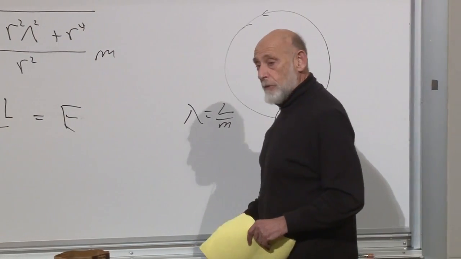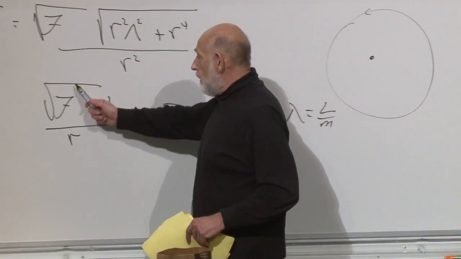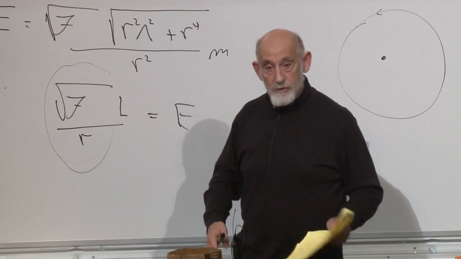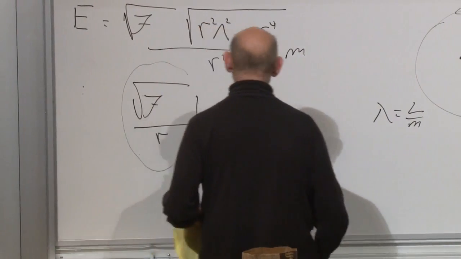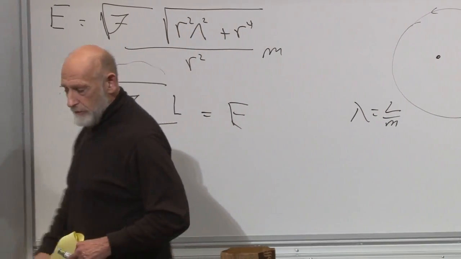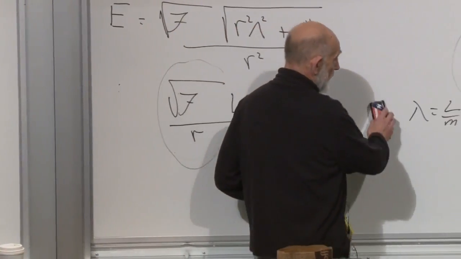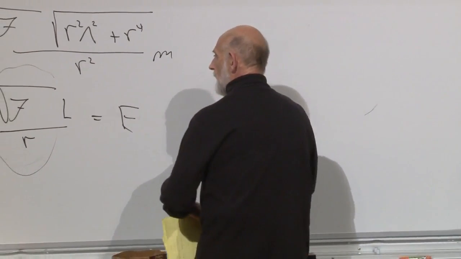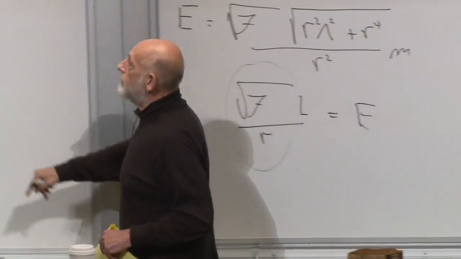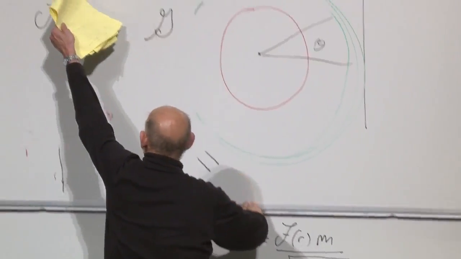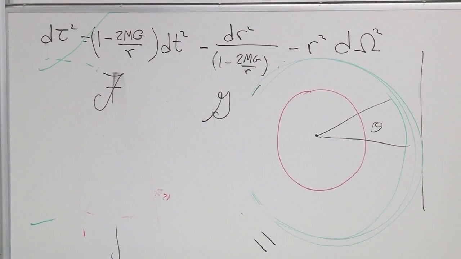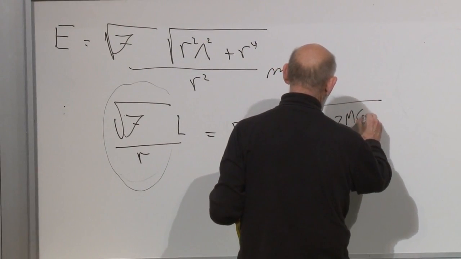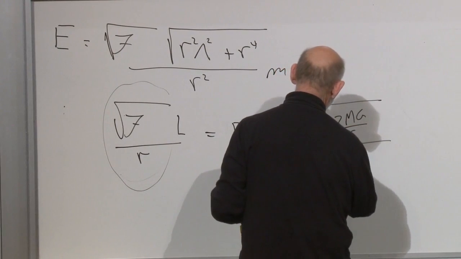Where is the orbit? The photon orbit will be where the function of r is stationary, either maximum or minimum. So that's what we have to find. We have to find at what value of r the combination square root of f over r achieves either a maximum or a minimum value. Okay, let's now go back and remember what f of r is. F of r is just the Schwarzschild factor, 1 minus 2mg over r. So it's square root of 1 minus 2mg over r, all divided by r.